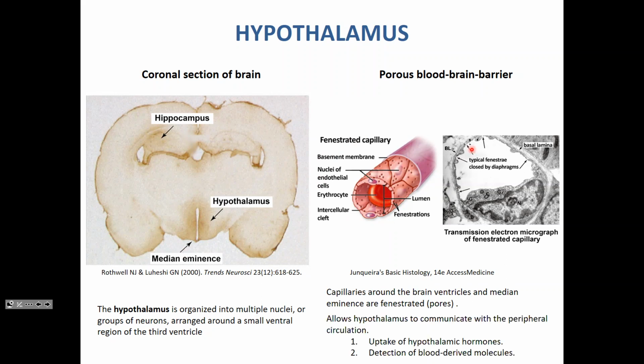So this allows the hypothalamus to communicate with the peripheral circulation. So it allows the uptake of hypothalamic hormones into the hypophyseal portal system. It also allows the detection of blood-borne molecules. The hypothalamus can now tell you how much glucose is in the blood system, how much amino acids, what the fat levels are. It can also respond to different hormones like insulin and leptin.